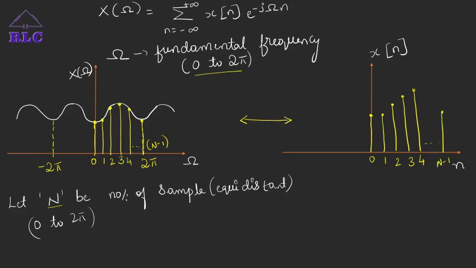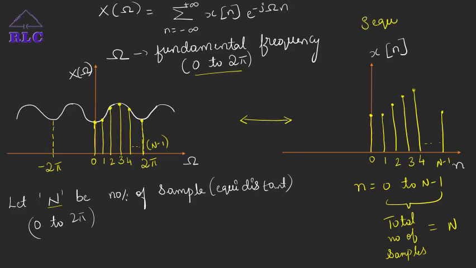In one fundamental frequency period, observe that n ranges from n is equal to 0 to N minus 1. The total number of samples will be N. All the samples are equidistantly spaced. This is the sequence, a discrete sequence representation.